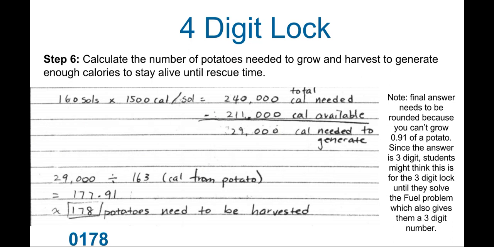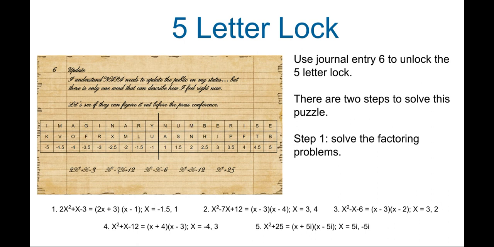Students might think this is the answer for the 3-digit lock until they solve the final problem, which also gives them a 3-digit number. Use journal entry 6 for the 5-letter lock. There are 2 steps to solve this puzzle.